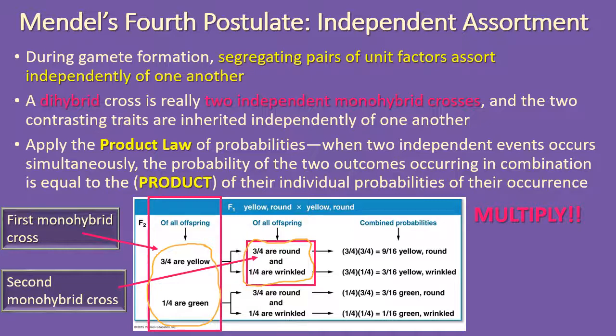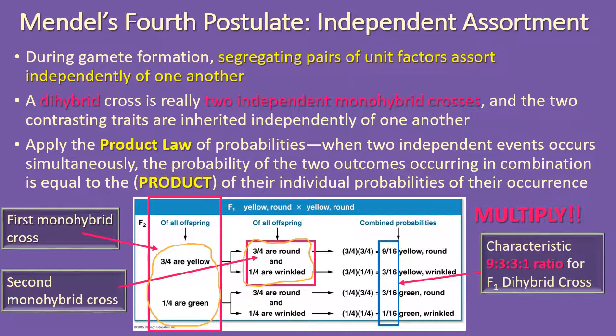Now we just multiply across. So you notice here that you've got 3 times 3 is 9, and then 3 times 1 is 3, and then 1 times 3 is 3, and 1 times 1 is 1. So that's where you get that 9 to 3 to 3 to 1 ratio just by multiplying across. And this is called a branch diagram. And I think it's a lot easier to deal with than a Punnett square, personally. But you just kind of have to get used to it. You just have to recognize that each individual cross is just a simple monohybrid cross, and then you just got to remember to multiply them through to get your probabilities.